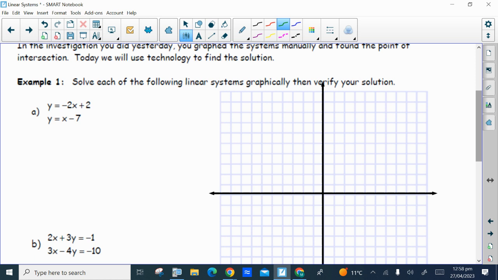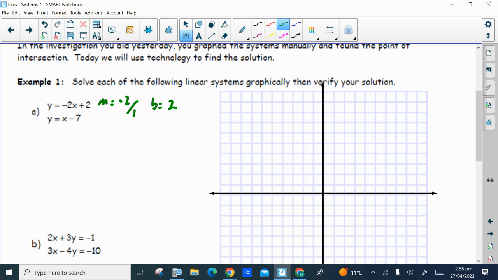So in the case of question A, those two equations are in slope-intercept form. You got positive y by itself. So for the first line, m, the slope, is -2, which you write as -2 over 1, and b, the y-intercept, is +2.